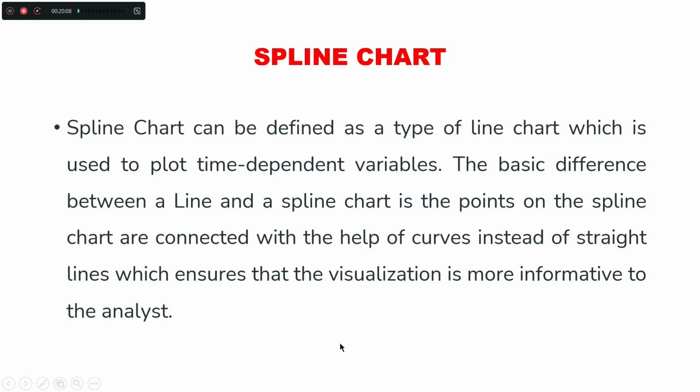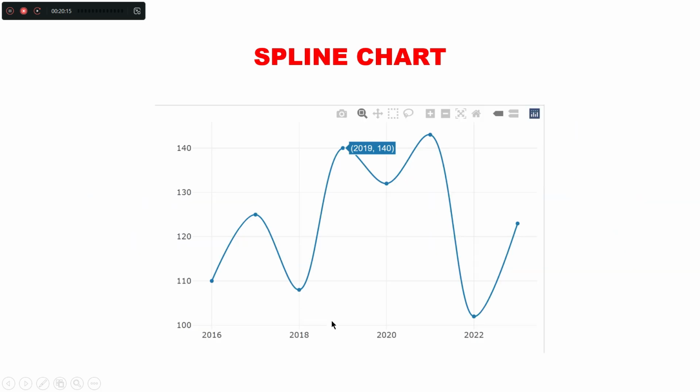The spline chart, how it looks like, and it will be more informative compared to a line chart. You can see that spline chart looks in this way. The dots are connected with curves. It looks more attractive than a line chart, and it gives more valuable information for the viewers to understand the particular data trend.